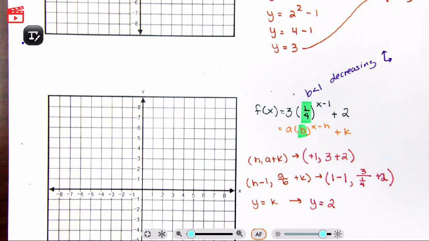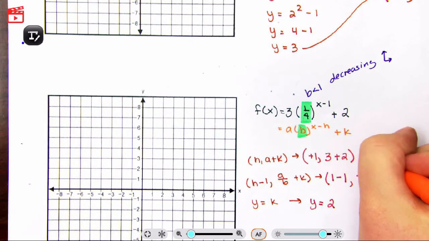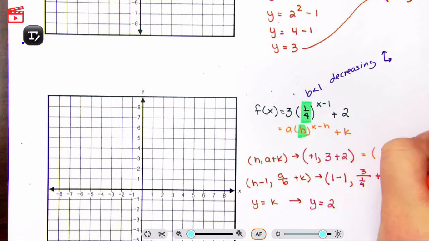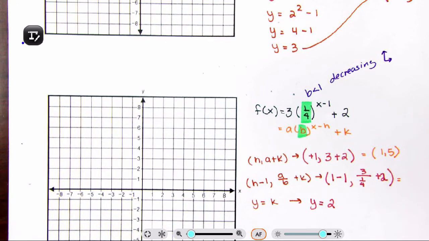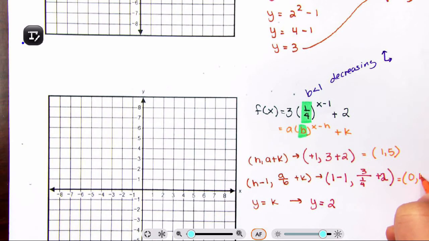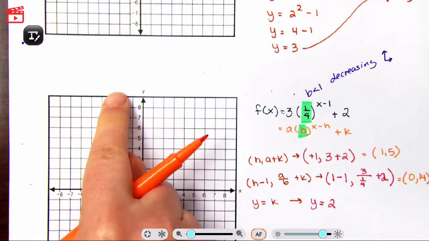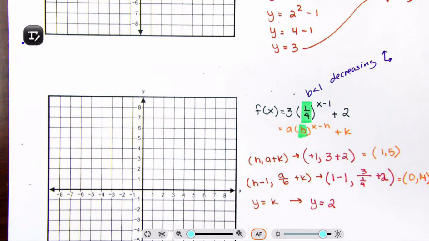Let me find a different color so I can separate what I've done and what I'm doing. So for our first point, I have 1, 5. For our secondary point, you may need to use a calculator if you want. 3 divided by 1/4, you need to multiply by the reciprocal. This is a fraction. So we have 3 times 4, which is 12, plus 2. 12 plus 2 is 14. And I'm already chuckling on the inside because I'm noticing that I only go up to 8. So we may have to improvise there.